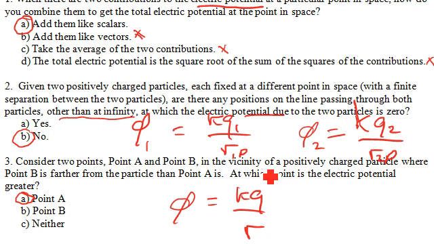Because we're talking about a positively charged particle. So fixed in space, point A is closer, and therefore for point A, the separation between the empty point in space and the position of the charged particle is smaller, and the smaller the denominator, the bigger the value. So phi is greater at point A.